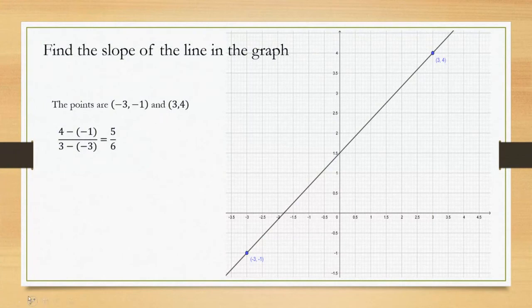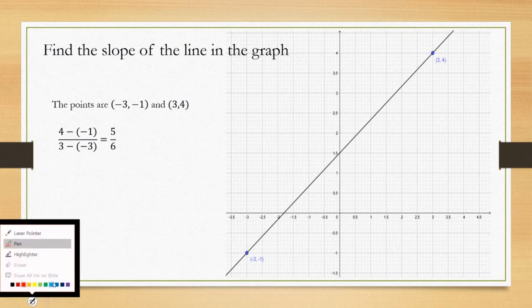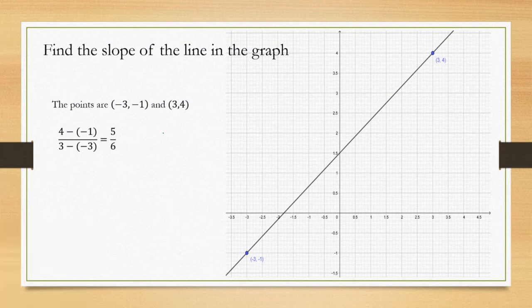So again, what do we do? Let me get the pen out. Okay. So again, what do we do? Change in y. 4 minus -1, that's on top, divided by 3 minus -3. Change in y, the difference that is, divided by the corresponding difference in x.